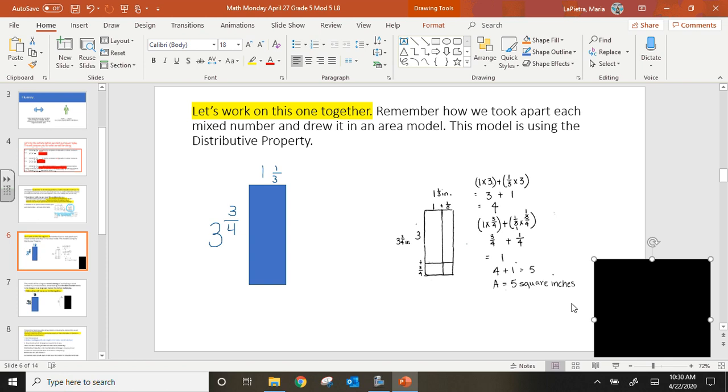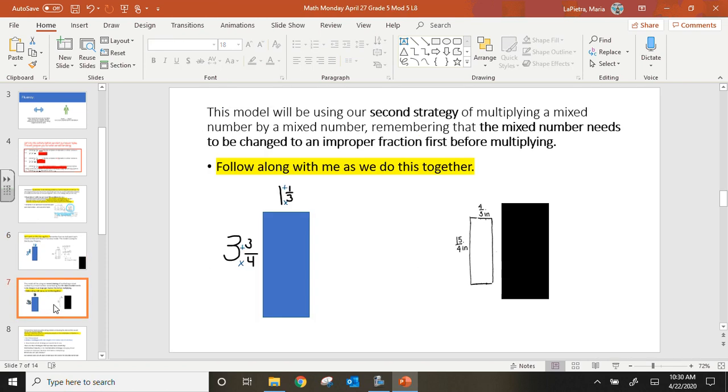Now, a lot of you might like to do it that way, but don't forget there's always another way you can do it, by changing your mixed numbers into improper fractions first and then multiply across. And we will do some of those as this lesson goes on. And here we go. This model will be using our second strategy of multiplying a mixed number by a mixed number. Remembering that the mixed numbers need to be changed to an improper fraction before you can multiply. So follow along with me as we do this one together.